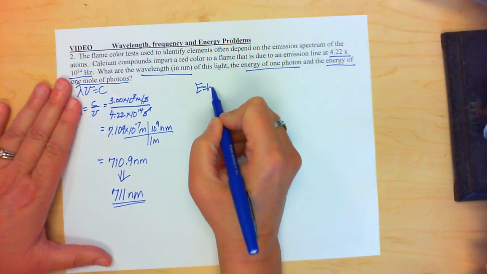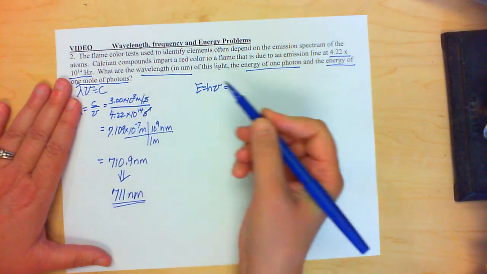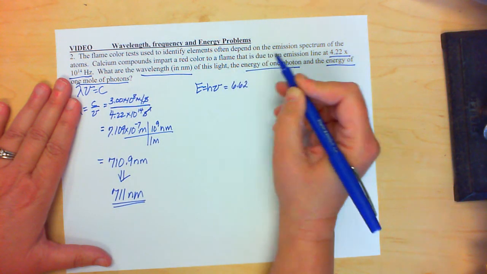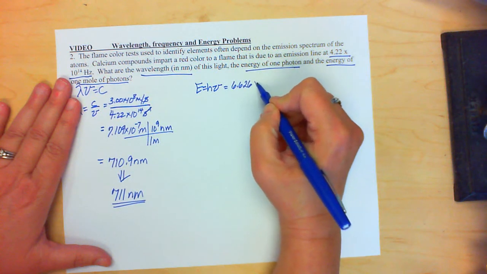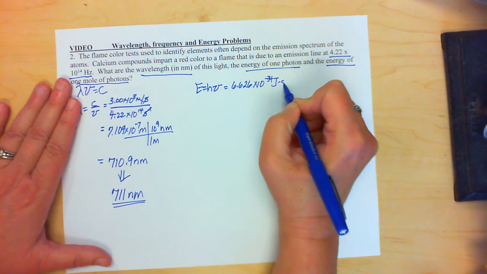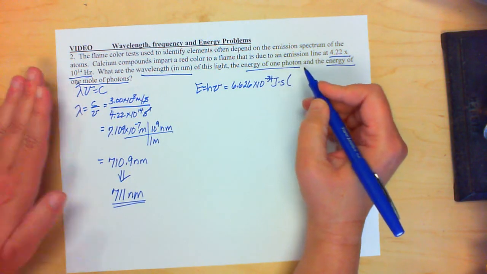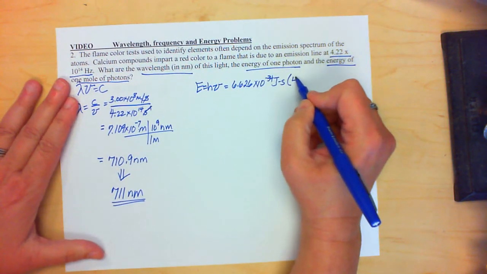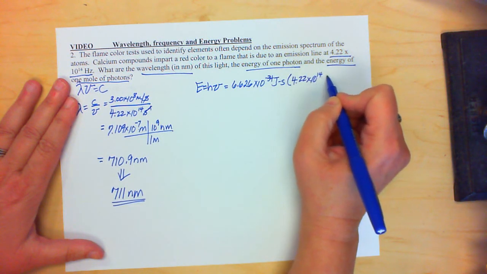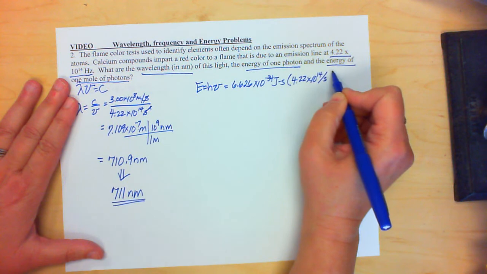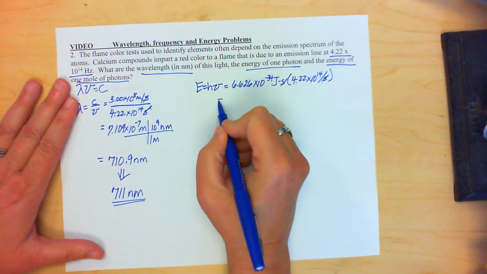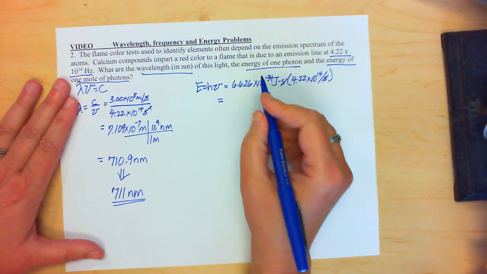Now, over here we're going to do the energy. Energy is equal to h nu. Since we've got frequency, we'll just use that directly. So h is Planck's constant, which is 6.626 times 10 to the -34 joule seconds. Remember, that's going to be on your constant sheet. Times your frequency, which is 4.22 times 10 to the 14th per second, or seconds to the -1. So the seconds are going to cancel, and we are left with joules.